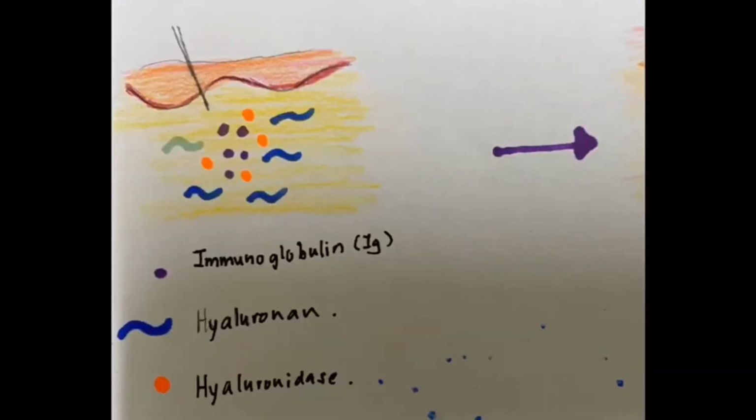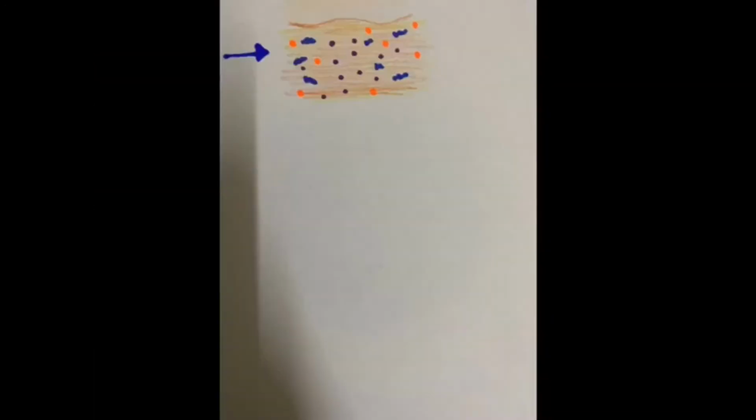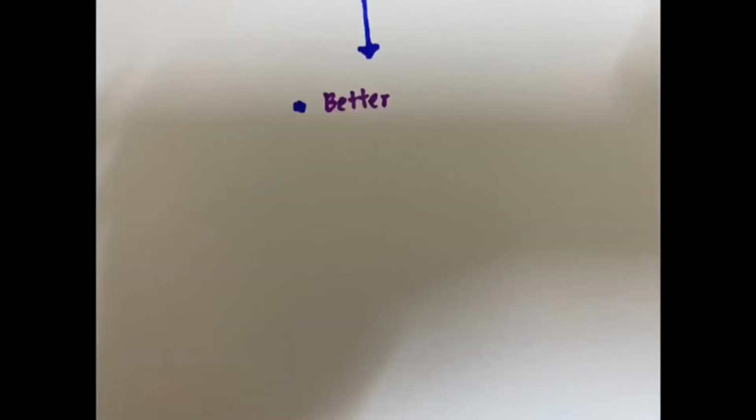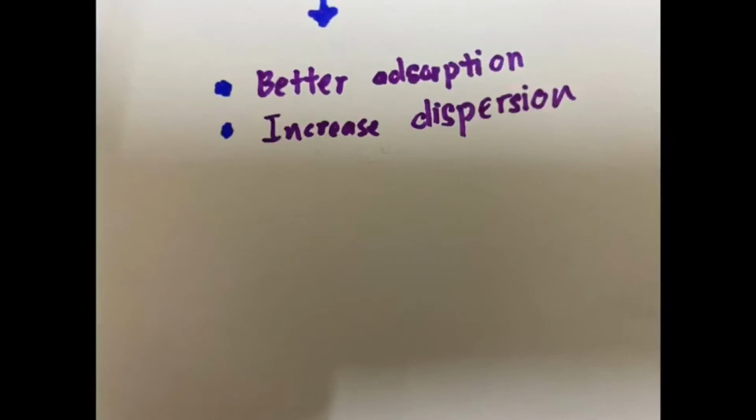So why is hyaluronidase used in the treatment? During injection, hyaluronidase is injected into the subcutaneous tissue. When injected, the hyaluronic acid in the body is broken down by the enzyme, and this may increase the permeability of the tissue to fluid. Thus, it will have better absorption and increased dispersion.